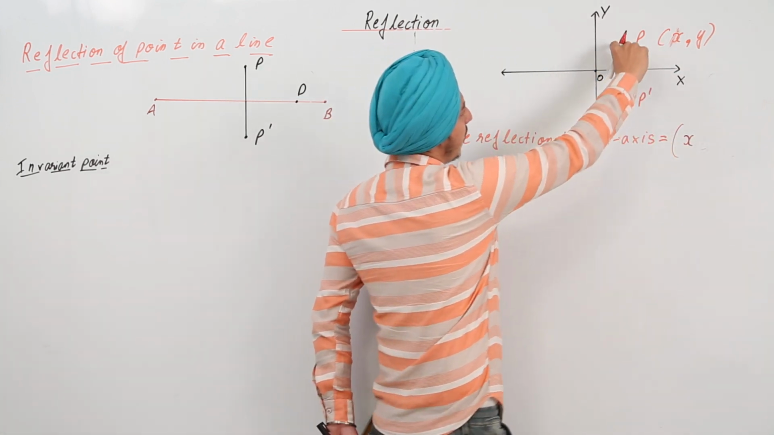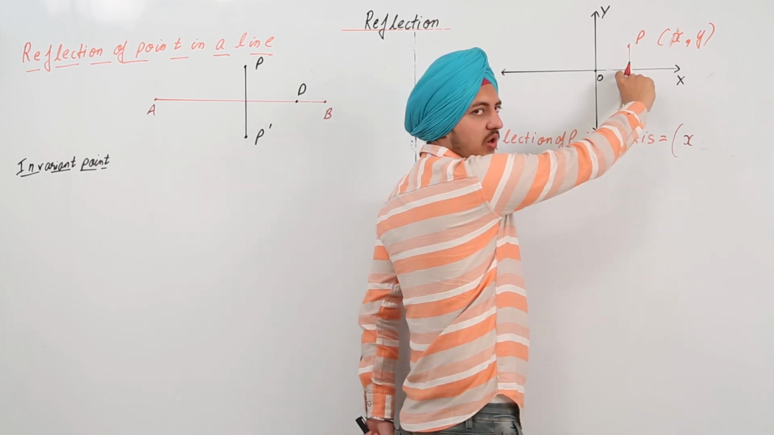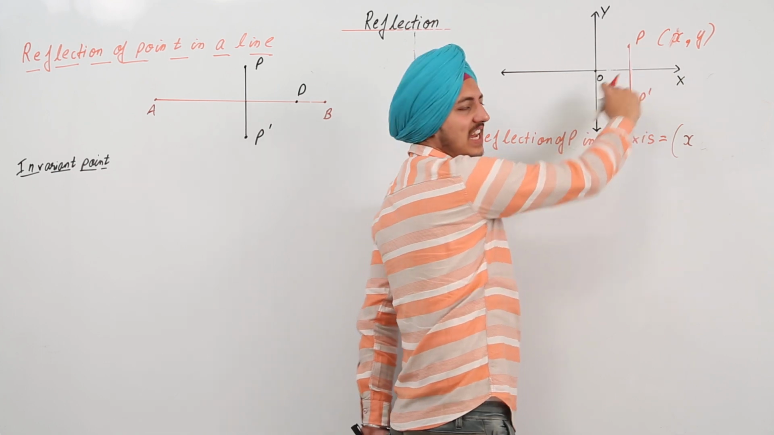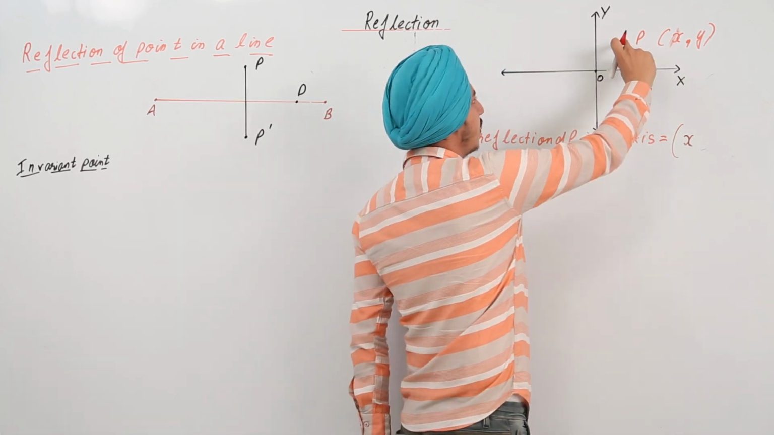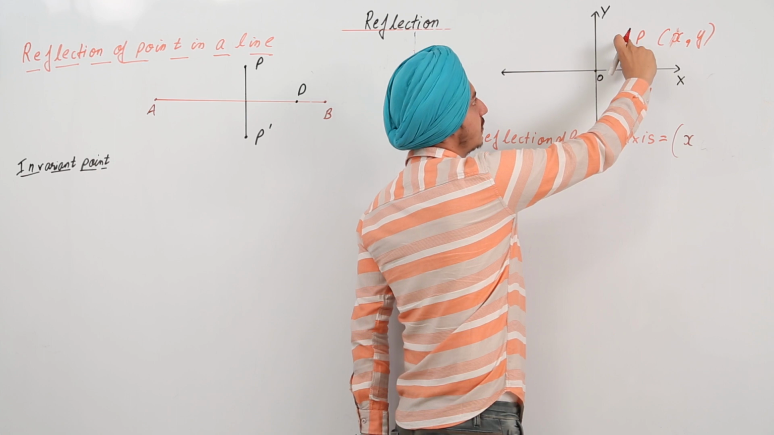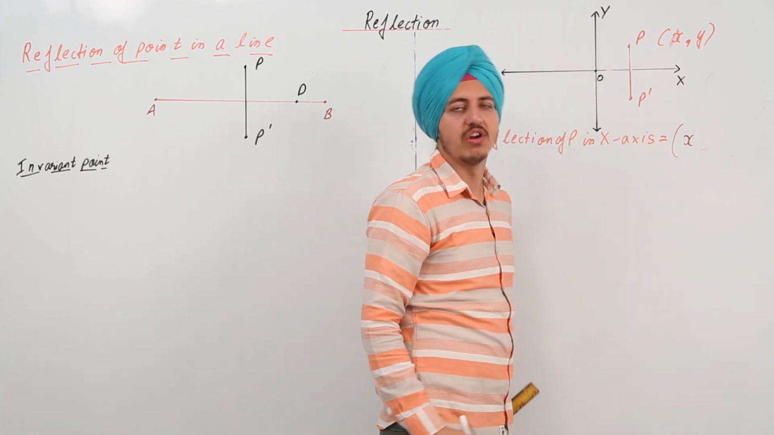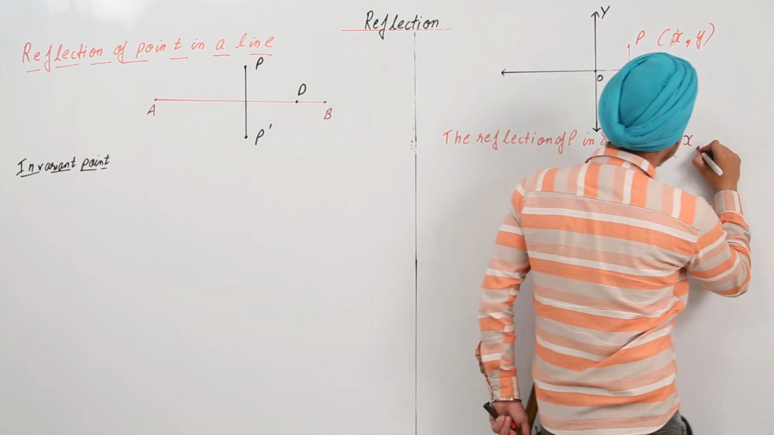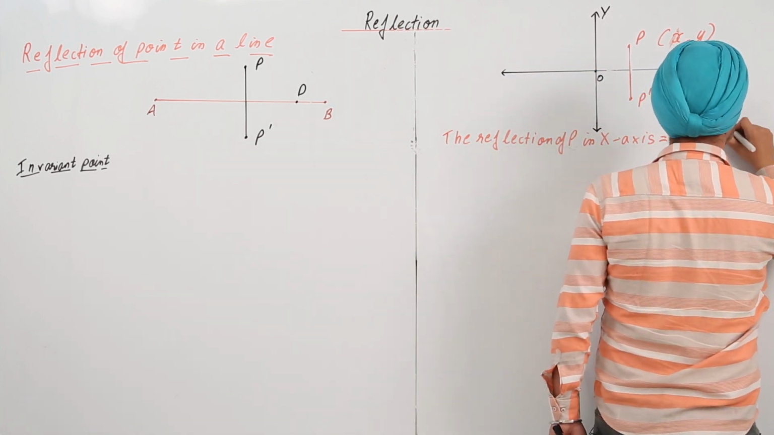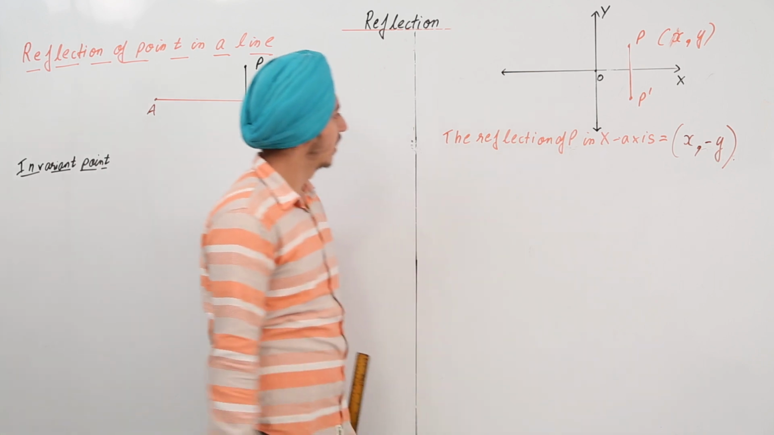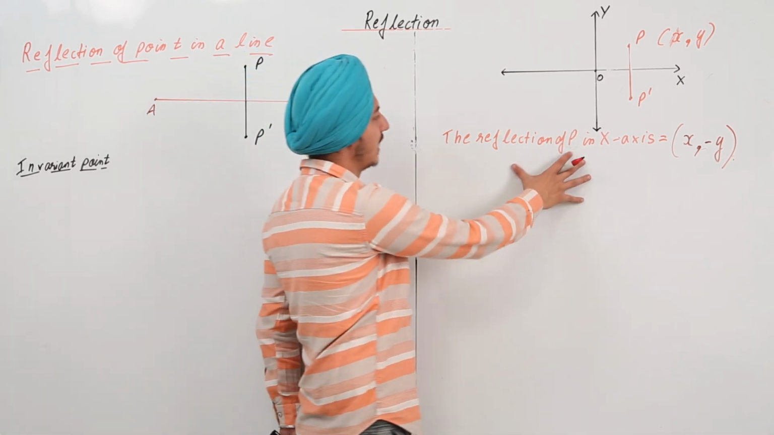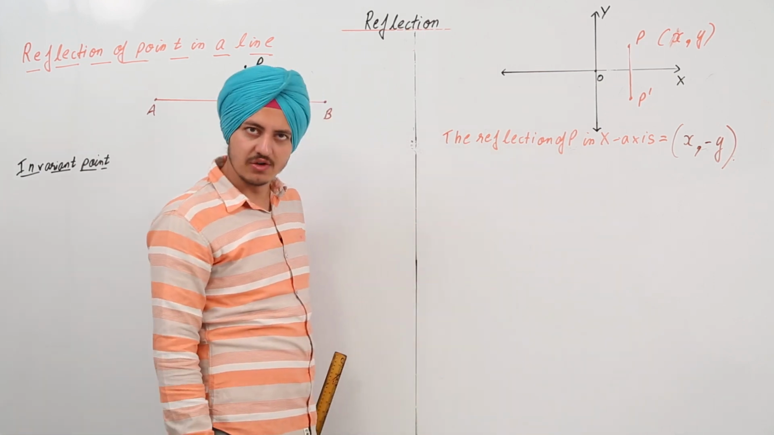So if this is the y coordinate, what is the y coordinate for this? If this is positive y, this is negative y, right? If this is positive 2, this is negative 2. If this is positive 2.5, this is negative 2.5, because this distance is equal to this distance. So the coordinates are going to be x comma minus y. What are the coordinates of the reflection in x-axis? X comma minus y, right?